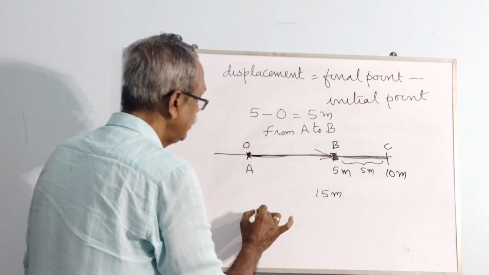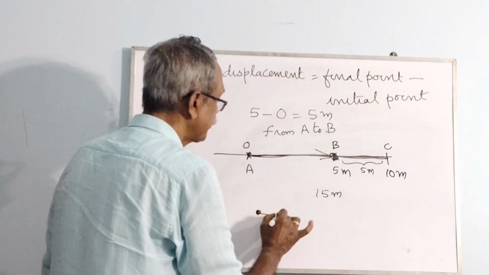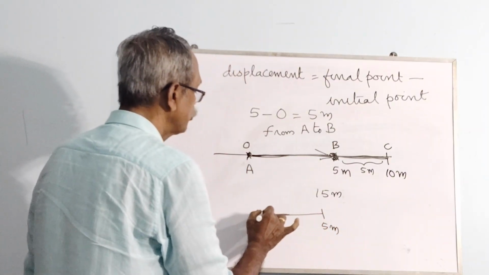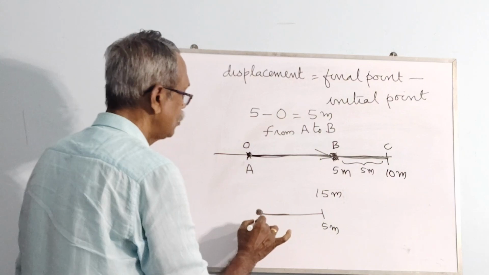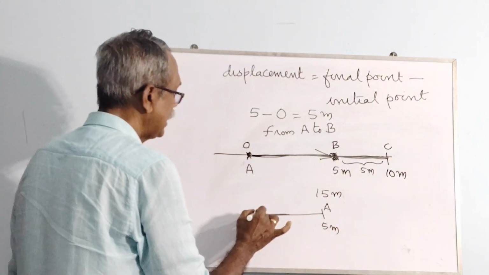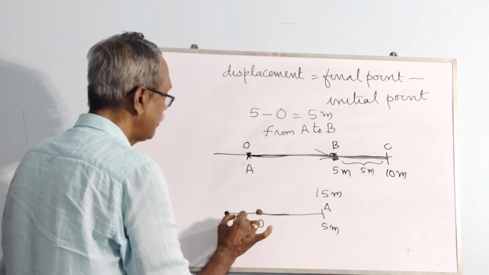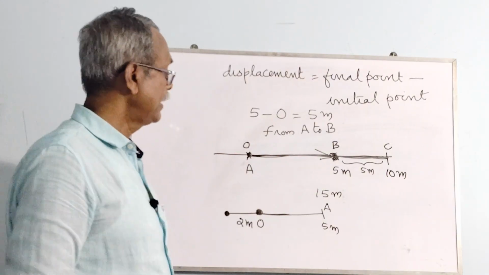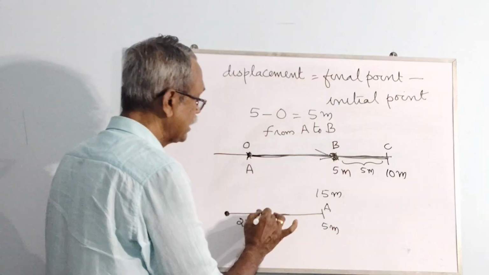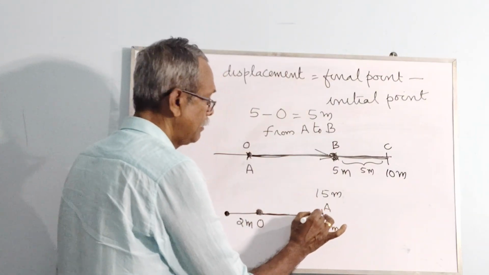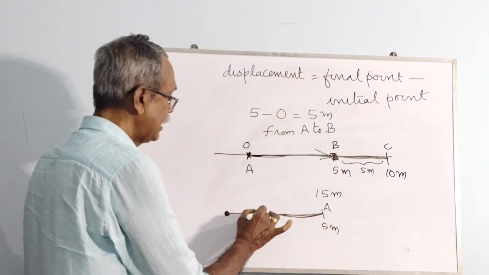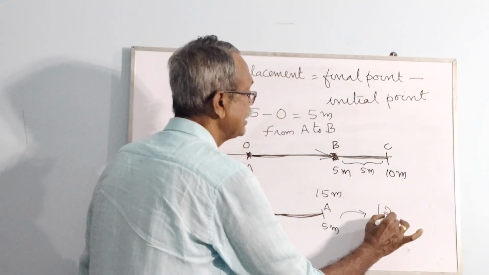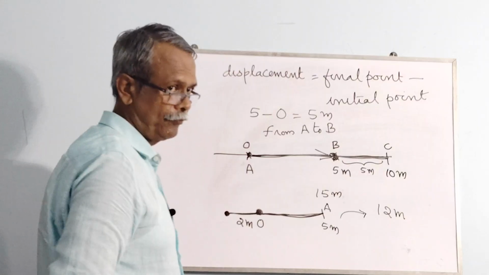If this particle starts from here, reaches 5 meter, comes back to the original point O, and then travels in this direction by 2 meter, then we can say that the total path length will be 5 meter plus 5 meter, 10 meter, plus 2 meter. So in this case, the path length or the distance travelled is 12 meter.